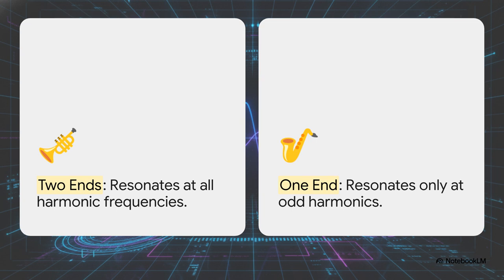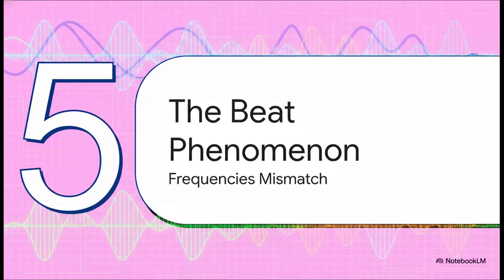But if an instrument is closed at one end, like our didgeridoo, that closed end acts as a hard boundary. It forces a physical displacement node right there. This mathematically restricts the pipe to producing only odd harmonics, the first, third, fifth, and so forth. So, the physical shape of the instrument literally dictates the mathematical formulas of the sound it can even produce. Section 5. The beat phenomenon, when frequencies mismatch.